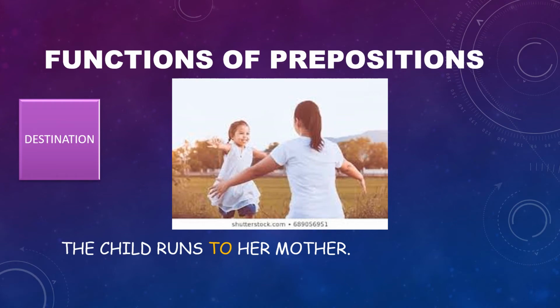Now the preposition of destination, which shows the destination. Here you can look at the picture. The child is running to her mother. When the child sees the mother, the child runs to her mother. So to is a preposition of destination. It's a simple preposition. Correct? Okay. Let's move on.